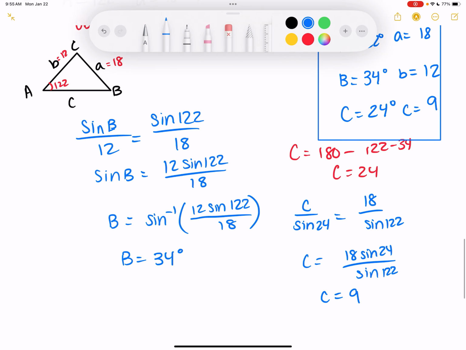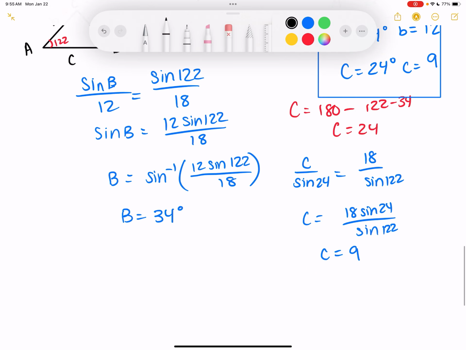All right, still in the guided practice. Let's look at number 5. A is 50 degrees. Side A is 2.8. Side B is 4. Now, if they give you a side that already has a decimal in it, don't round it. Just leave it as it is. But anything that you find, you can round.